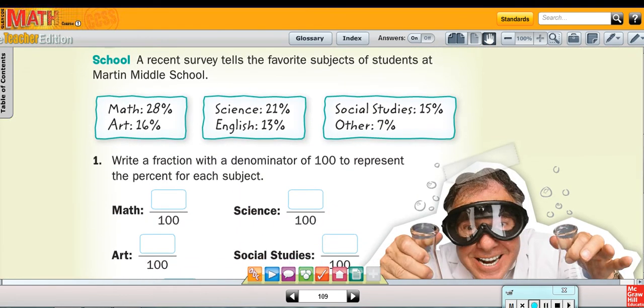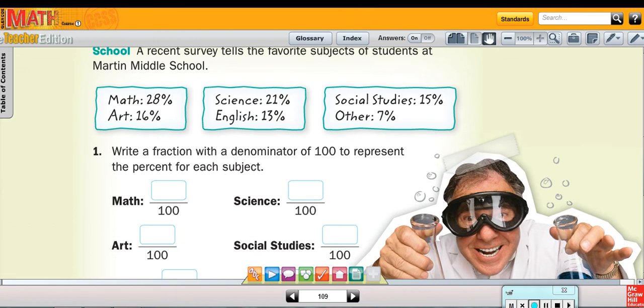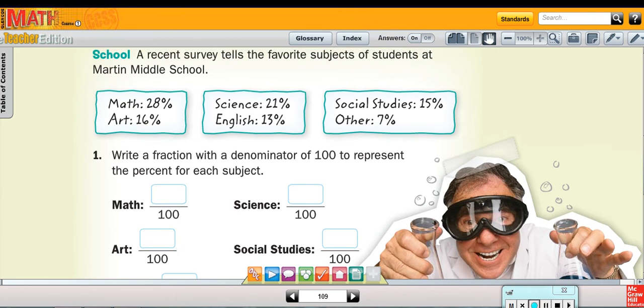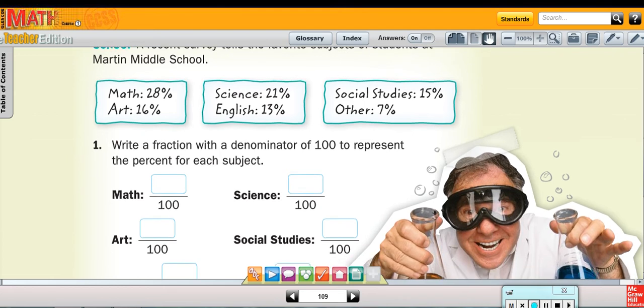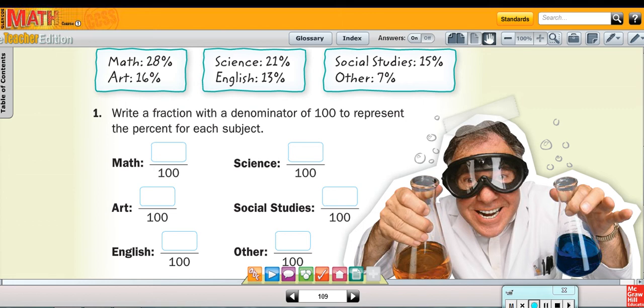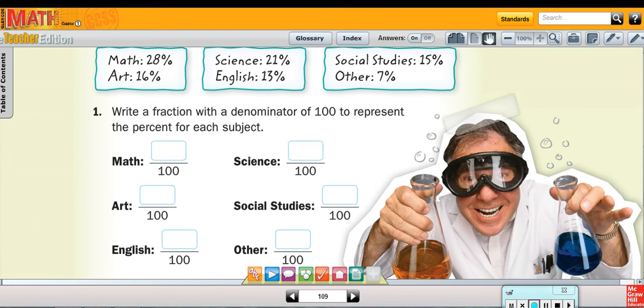It says that a recent survey tells the favorite subjects of students at Martin Middle School. So you see math, art, science, English, and social studies, and then there's a category for other. Okay? We're going to write a fraction with a denominator of 100 to represent the percent for each subject. Remember that percent means literally out of 100.